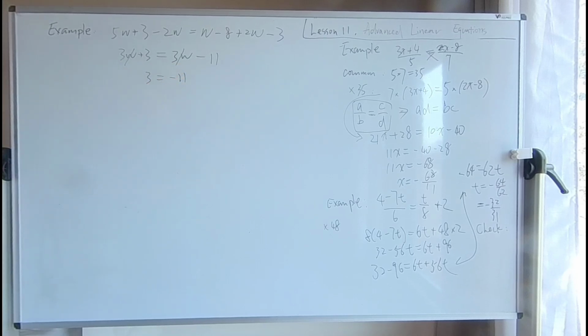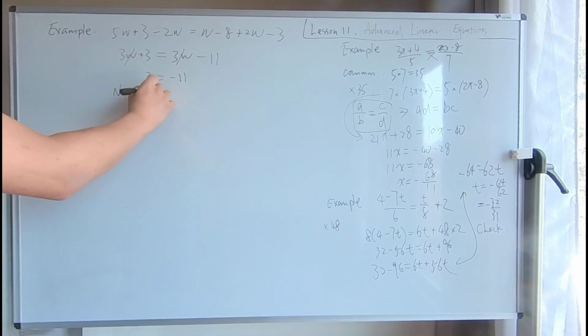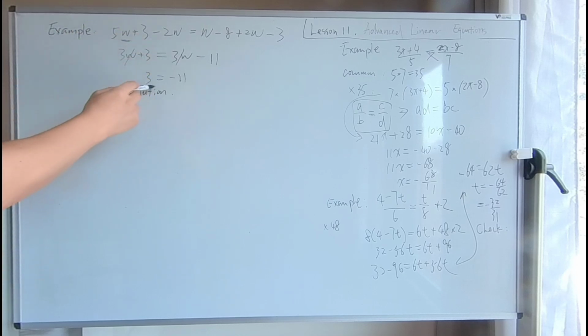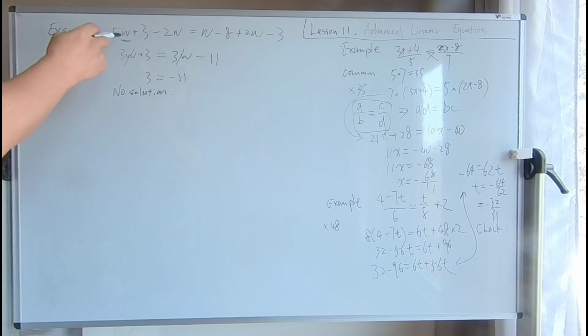Apparently 3 does not equal minus 11. So if you ever end up from an equation with an equation that can never be true, this means this equation has no solution. No solution means no matter what value you take for w, you always end up with 3 equals minus 11, which is not true. So there's no such value for w that can satisfy this equation. So it's always no solution.